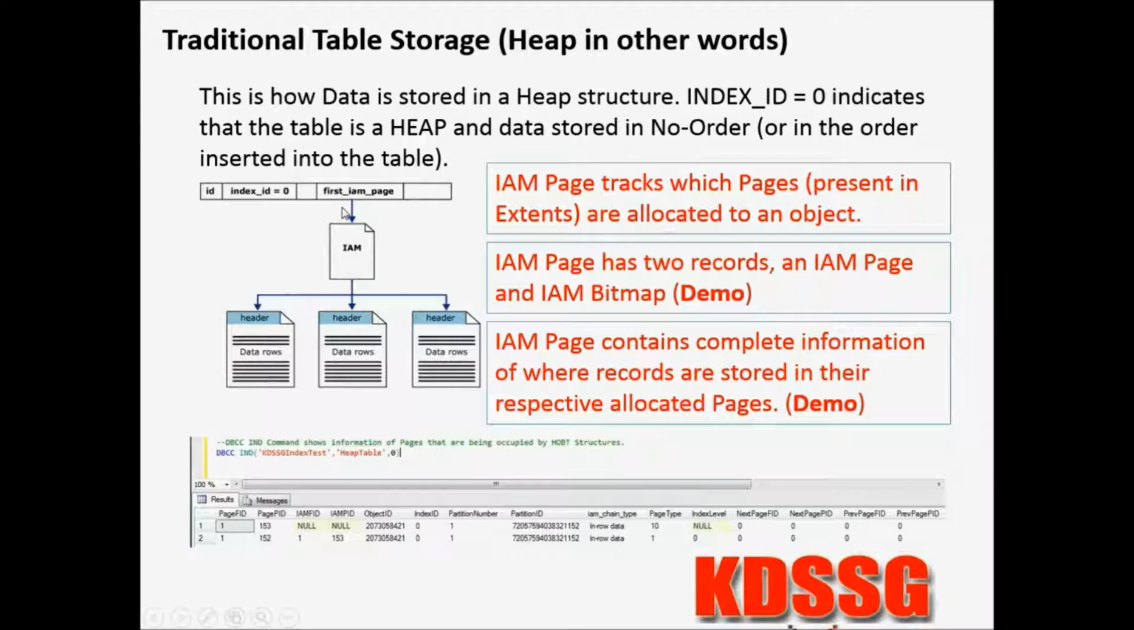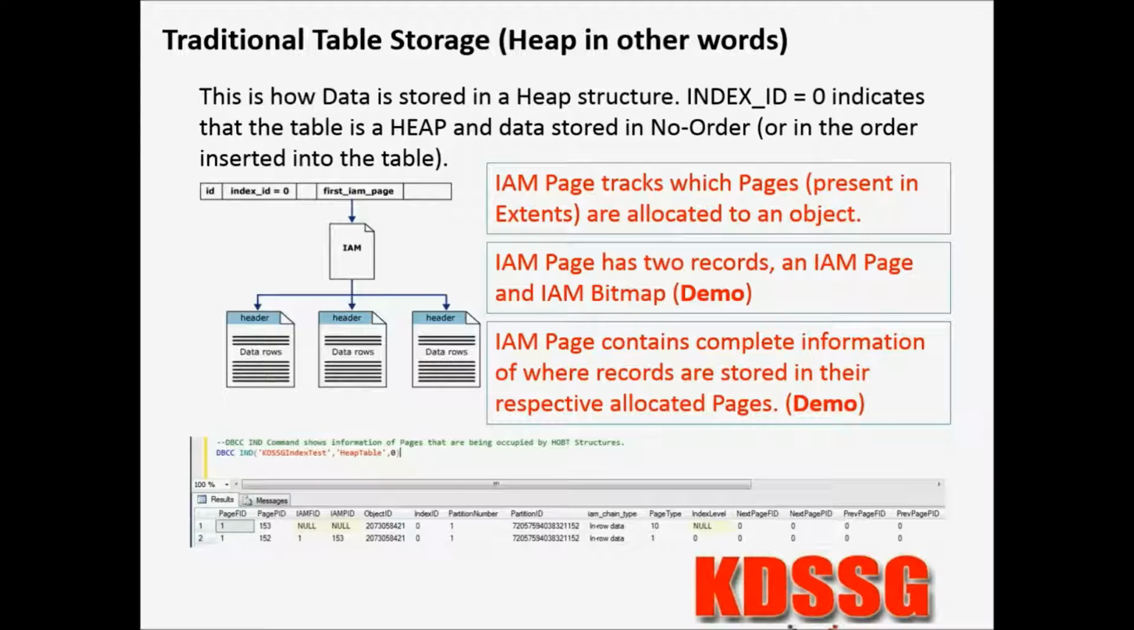Whenever you access data, data is always present in your pages. In the screen which you are seeing now, there are 3 pages, and for all the 3 pages we have one IAM page. Now what does IAM mean? Index Allocation Map. It's one type of page in SQL Server, a metadata page.